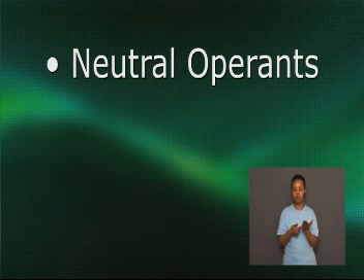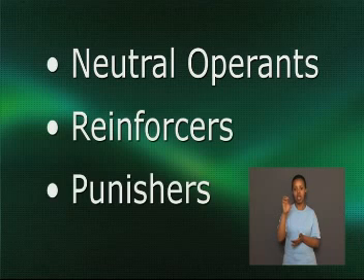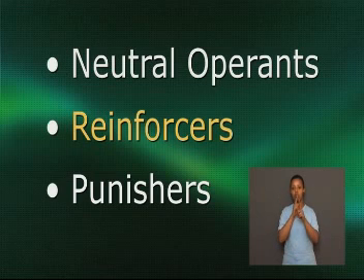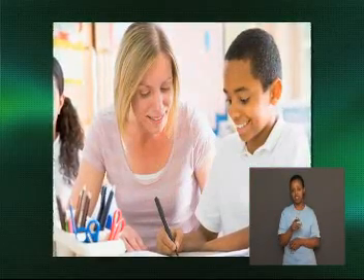Skinner identified 3 types of responses that he called operants that can follow behavior. They are neutral operants, reinforcers, and punishers. Neutral operants are responses from the environment that neither increase nor decrease the probability of a behavior being repeated. Reinforcers are responses from the environment that increase the probability of a behavior being repeated. Punishers are responses from the environment that decrease the likelihood of a behavior being repeated. In the example we discussed earlier about children getting rewards for completing their homework, that would be considered a reinforcer.